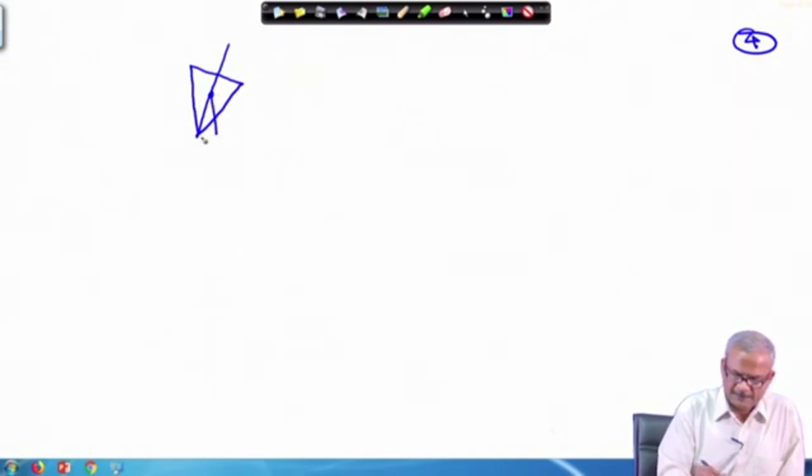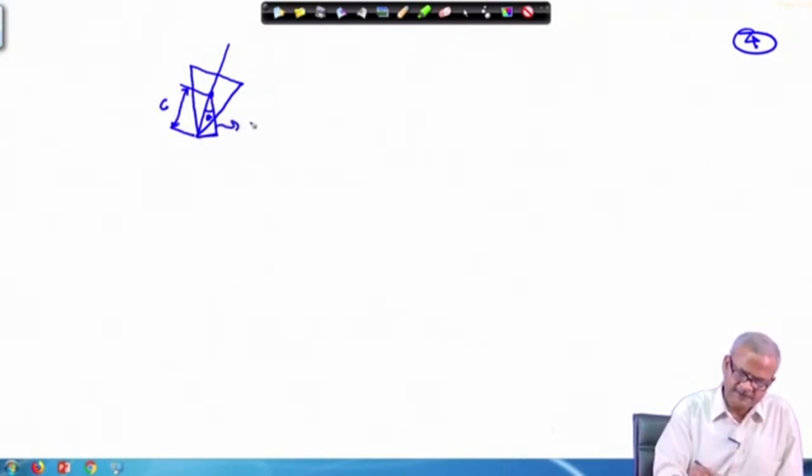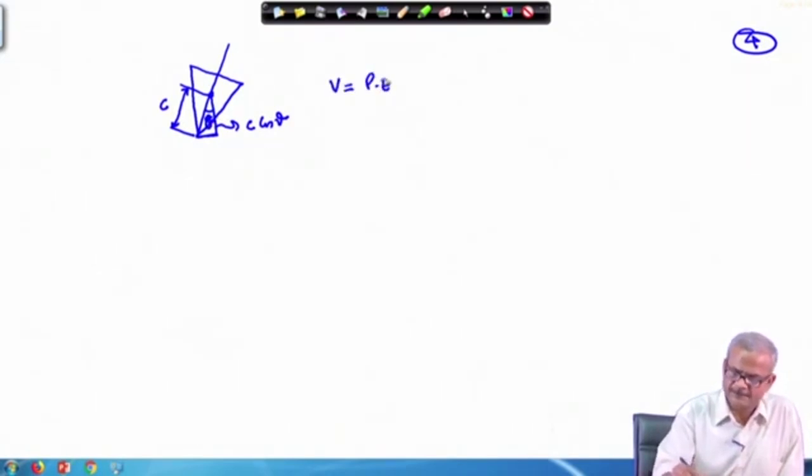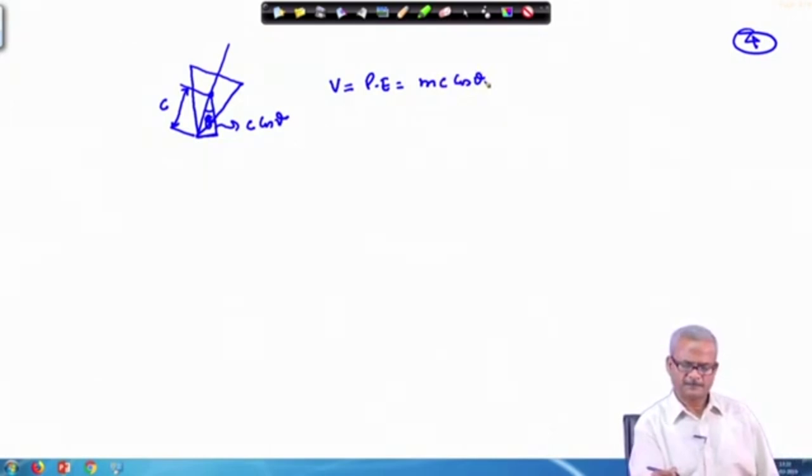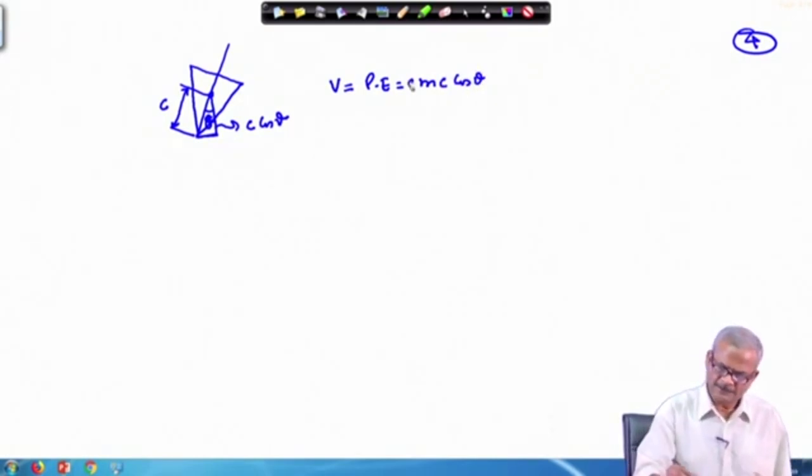So, this is the mass center. The distance from the pivot to the mass center, with this angle theta, we have taken as C once we stated this problem. So, this vertical distance is C cos theta, okay, this angle is theta. Therefore, the potential energy V becomes equal to m times C cos theta times g.